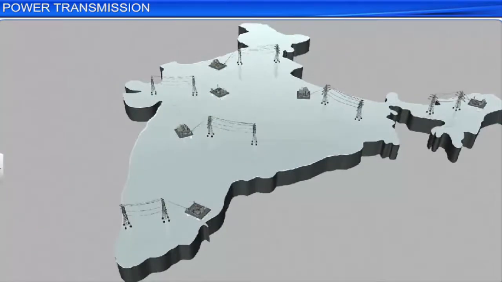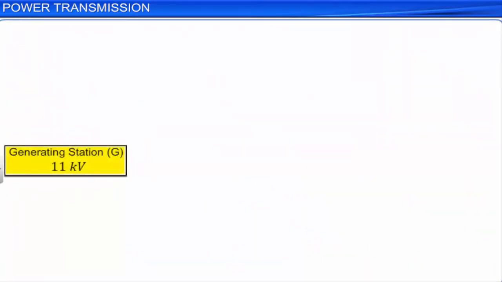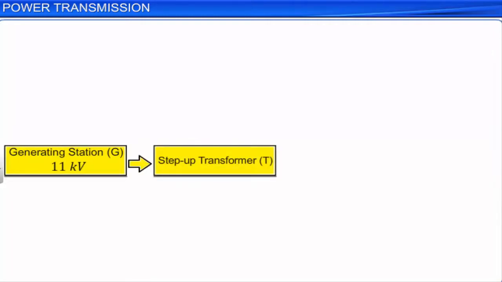This form of overhead transmission of electricity is employed for covering large distances. Here is a schematic diagram of power transmission. At the generating station G, a voltage of 11,000 volts, 11 kV is produced. A step-up transformer T is used to convert this AC voltage into a higher voltage of 220 kilovolts or 132 kilovolts. This high voltage is transmitted to a branch station outside a city called a major load center.